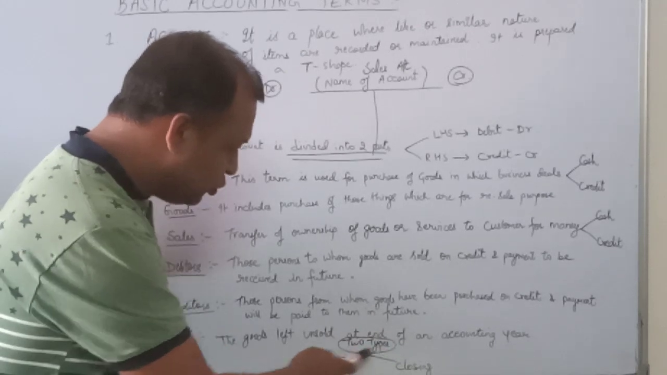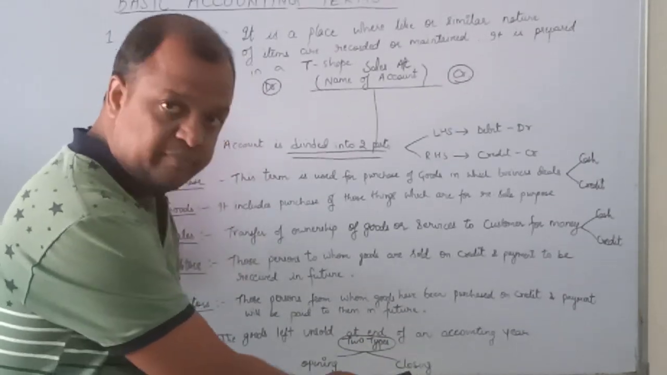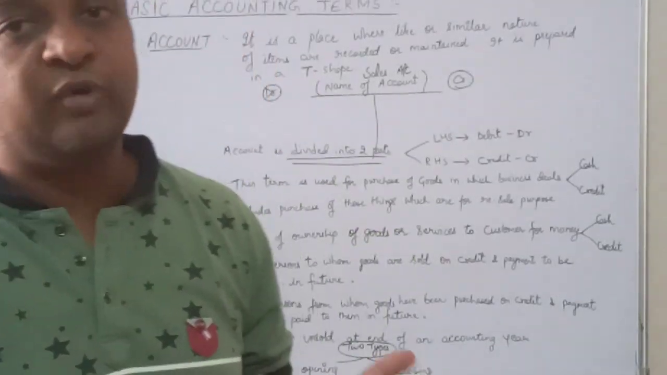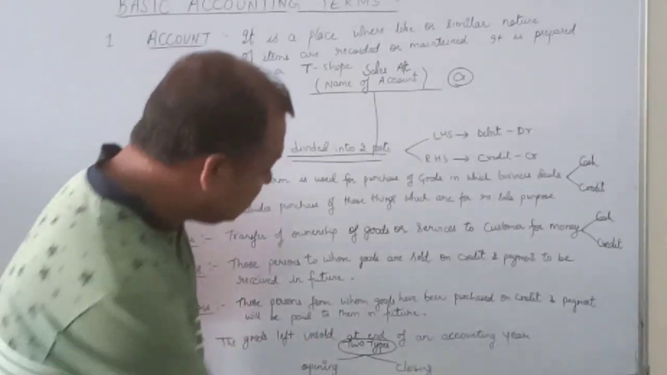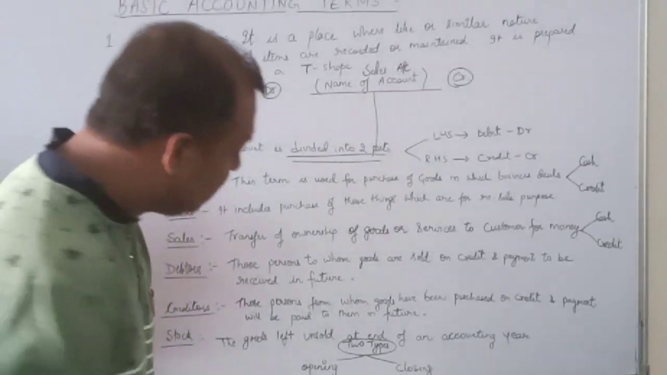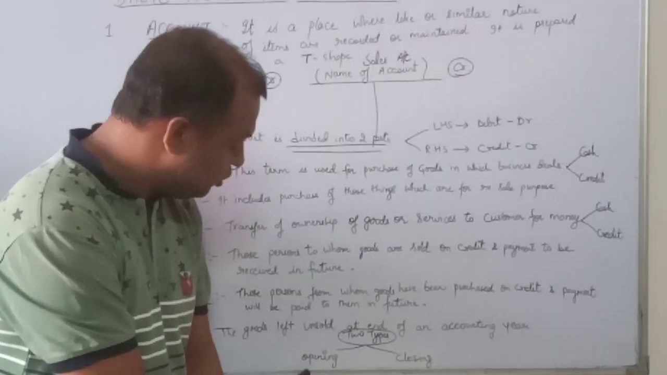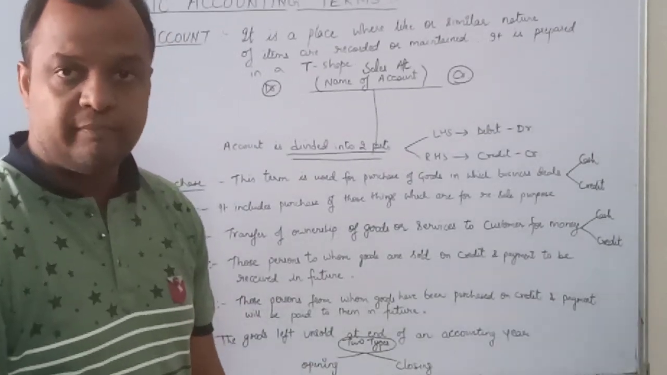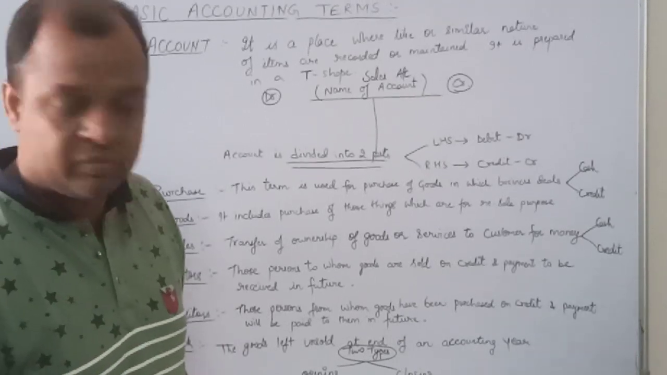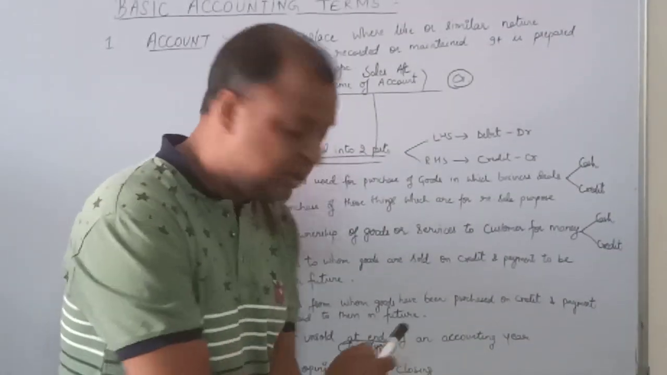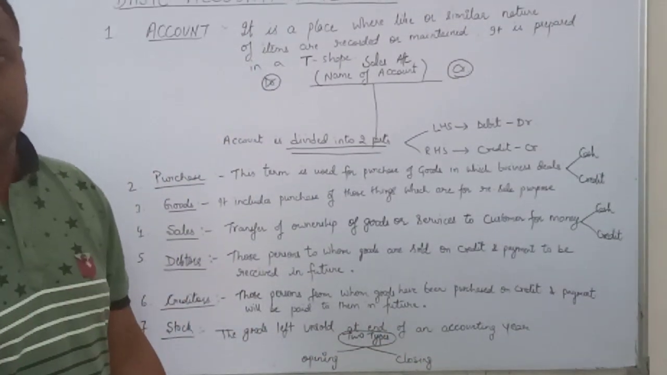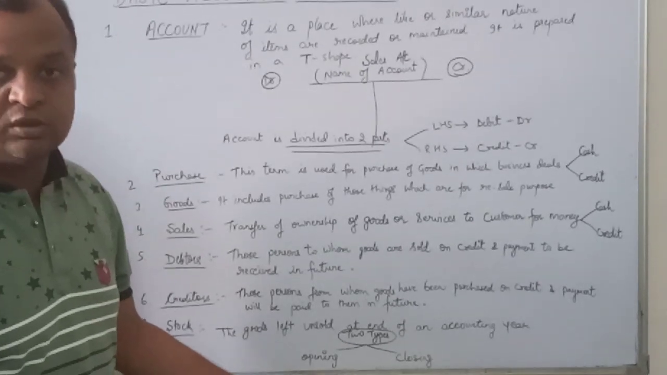Stock can be categorized into two parts: opening stock and closing stock. Closing stock is the stock at the end of an accounting year. When that closing stock is taken forward into the next accounting year, it converts into the opening stock, because it is the stock at the beginning of the next year. When we take stock at the end of the year, it is closing stock, and when we carry forward this stock into the next accounting year, it is opening stock.